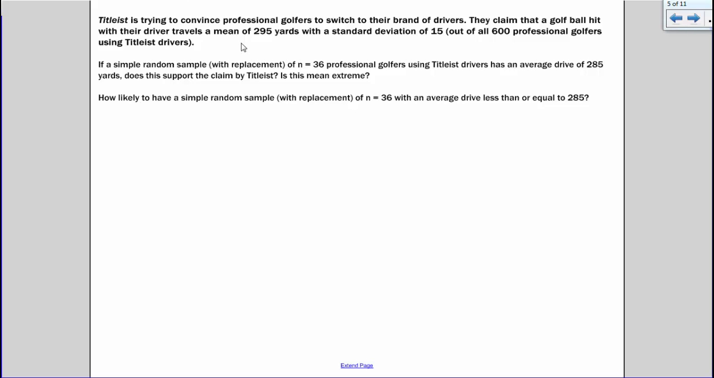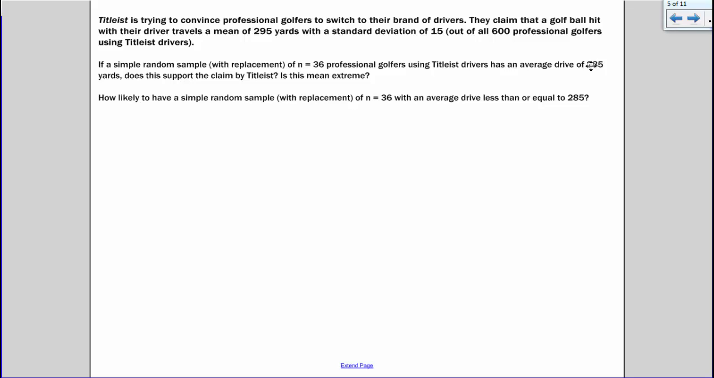Well, on the surface, you might be led to believe that because 285 is less than 295, the claim is not supported. However, this 285 is based on a sample. And we know from the concept of sampling error that we really never expect the sample mean to equal the population mean. So the sample mean could be higher or lower depending on chance, but not due to actual differences caused by the brand of the driver. Maybe you've just randomly sampled professional golfers with less power in their drives. So the sample mean can be slightly lower than 295 and still support the claim.